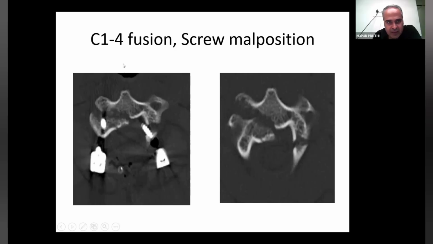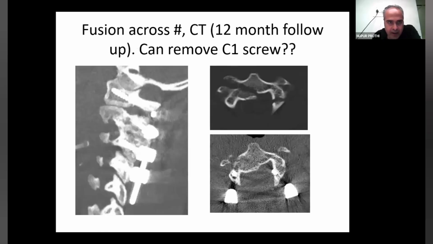In fact, this patient was done many years back. We did a C1 to C4 fusion, and there was one side screw malposition, but it did not result in any significant neurological injury. So we persisted with that. When we saw this patient, we did a C1 to C4 because I was not confident that my C2 screw purchase would be good. And that is the reason I went to C1.